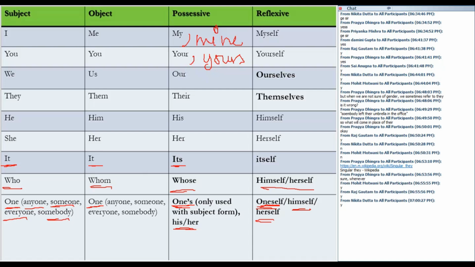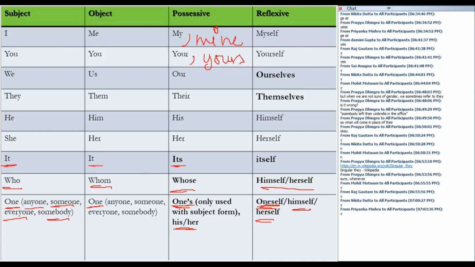Okay? So what will I say? Someone has dropped his or her bag. So this bag belongs to someone. Can I say someone has dropped one's bag? No, that's wrong. Someone has dropped his or her bag. Okay? Did you understand this? Especially the last three. If it is not clear, please ask.